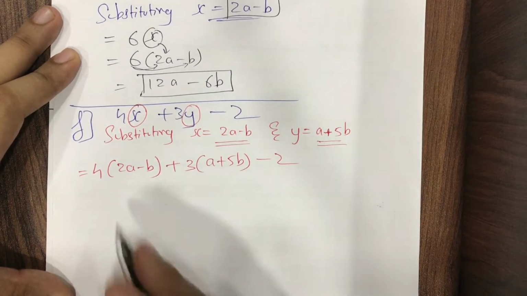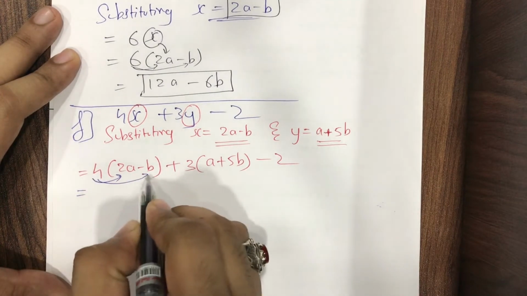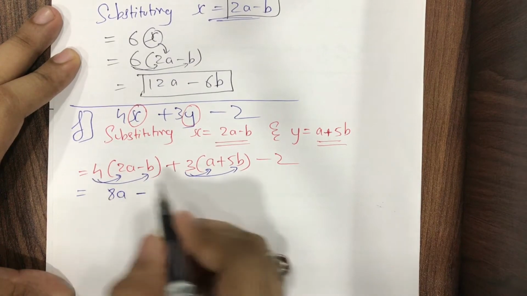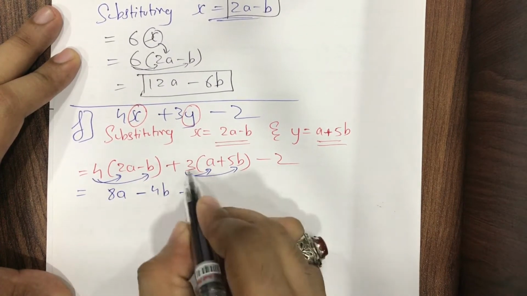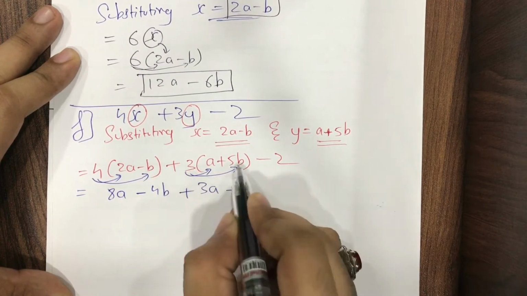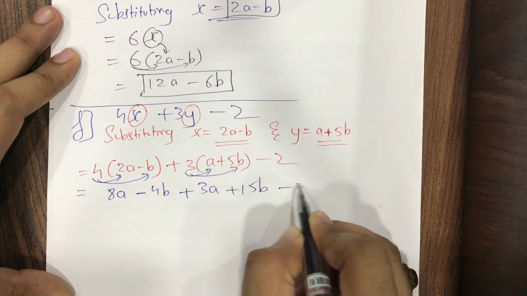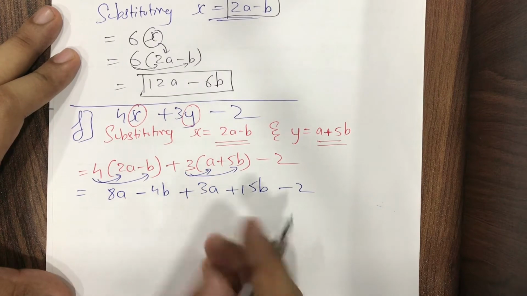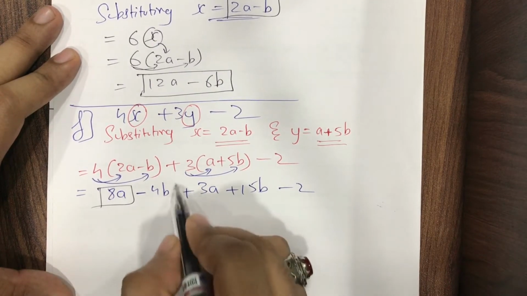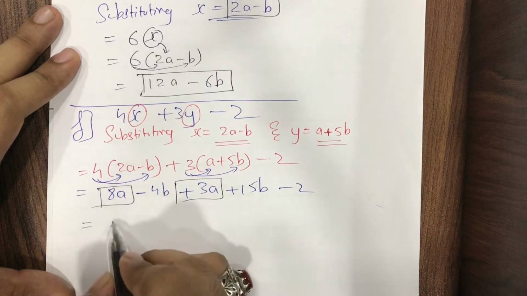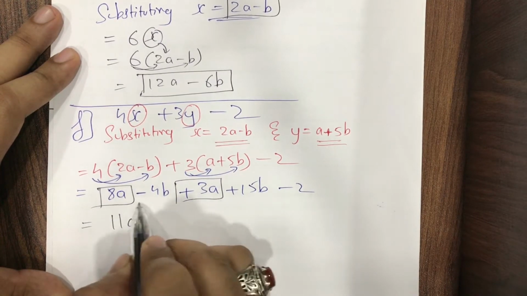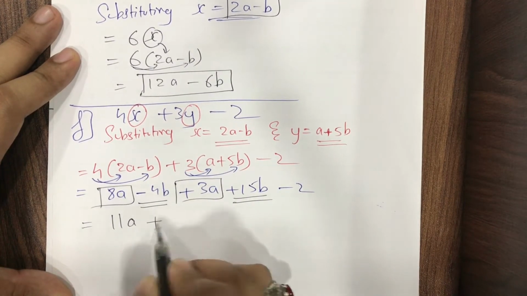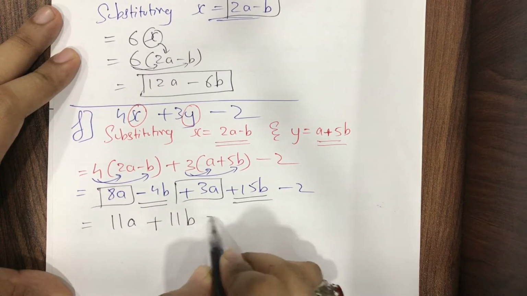Okay, great. Now next step, I multiply this 4 inside. Here I'll multiply this 3 inside. 4 2s are 8a, minus 4 into minus b is minus 4b, plus 3 into a is 3a, plus 3 into 5b is 3 5s are 15b, minus 2. Now just evaluate. Put the like terms together. Here it's 8a and here it is plus 3a. So 8a plus 3a becomes 11a. This is minus 4b and this is plus 15b. Minus plus becomes minus. Sign of greater number is plus. So it's plus 11b and minus 2 as it is minus 2.